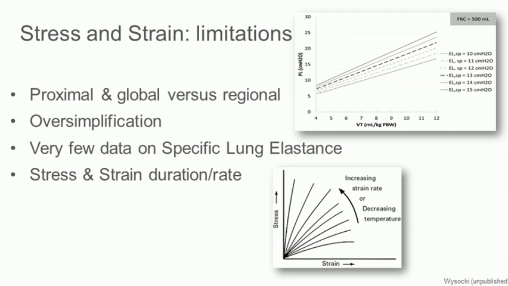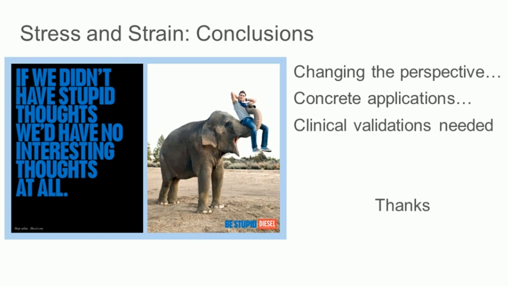And it seems, at least from a physical point of view, that the stress and strain relationship changes depending on the rate we are applying the stress on this object, which means that the elastance, the specific elastance, may change also depending on the rate at which we are applying this stress. So I believe that's my last slide regarding the stress and the strain.